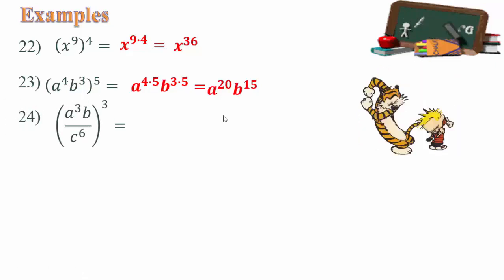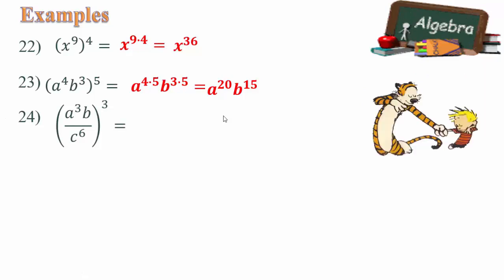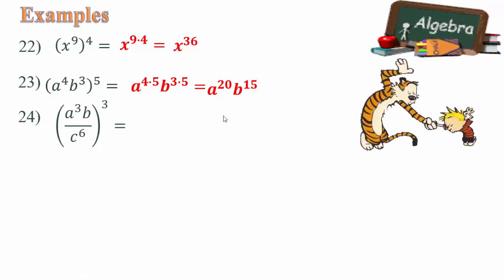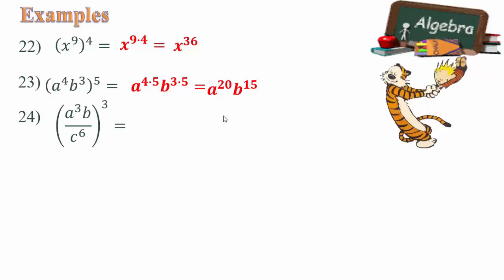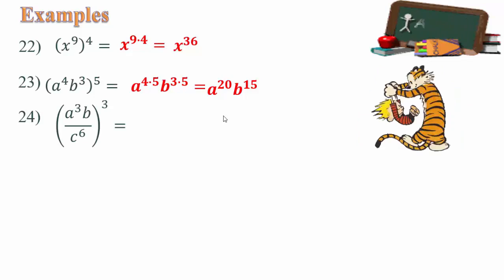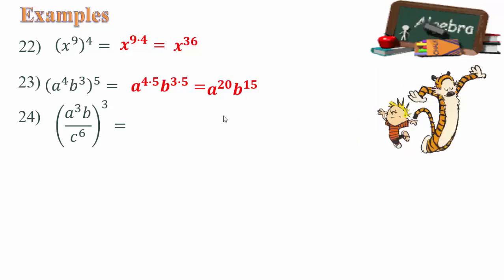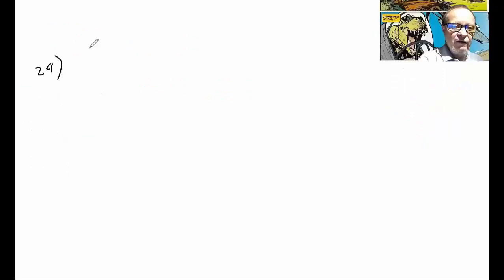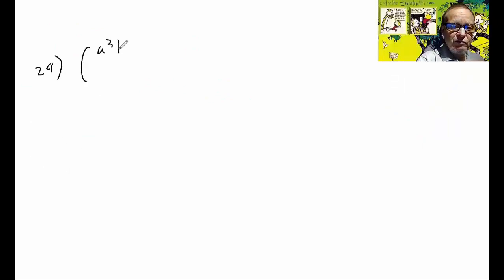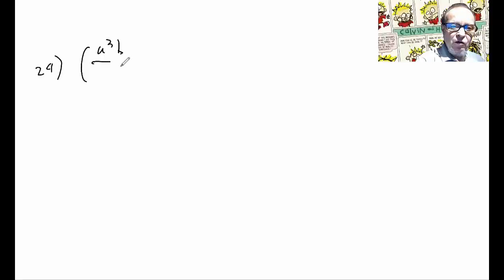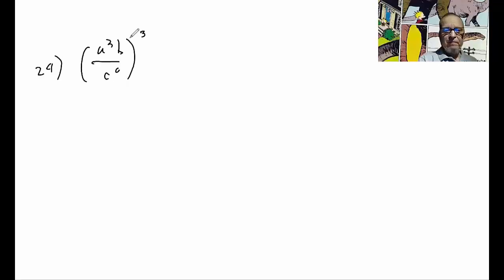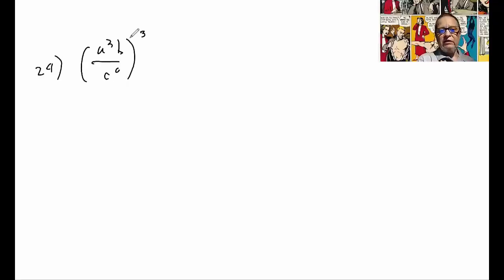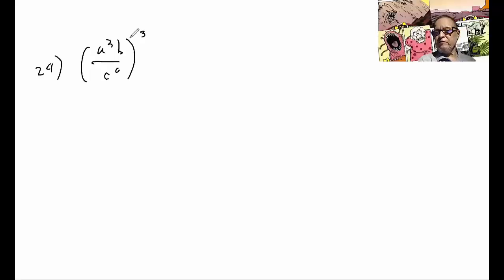In example number 24, as you see, this is a little bit more complicated. So what I'm going to do is I'm going to go to the whiteboard and work this out in detail to give you an idea and show you one way that you can approach this problem. So in number 24, we have a cubed b over c to the 6th, all to the 3. So we see that all of these bases are different.